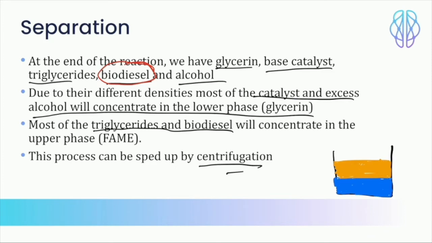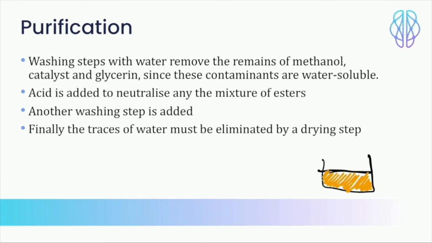For the next process, we would essentially just tap that off and recycle those components to use back in the industrial making of the biodiesel. So we've tapped off the lower phase and the upper phase contains mostly biodiesel. However, this isn't good enough for a standard of fuel. So we need a purification step where we bring this biodiesel to a tip-top standard.